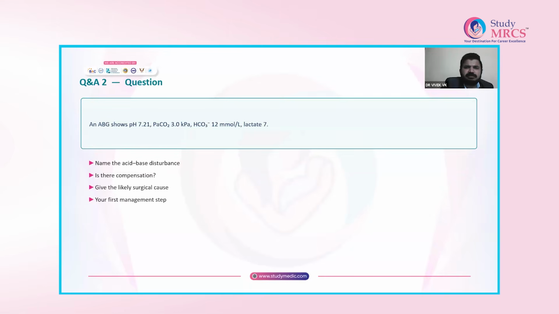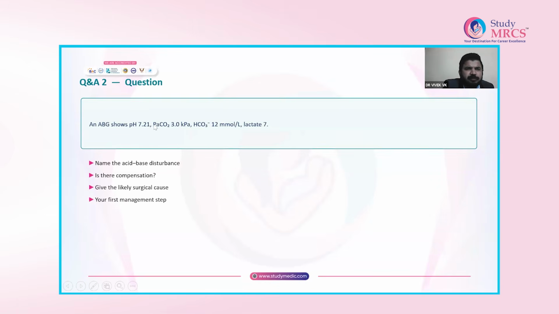So this is an ABG with pH 7.21 and PaCO2 3 kilopascal. The bicarbonate is 12 and the lactate is 7. Name the acid-base disturbance. Is there any compensation? Give the likely surgical cause and your first management step.